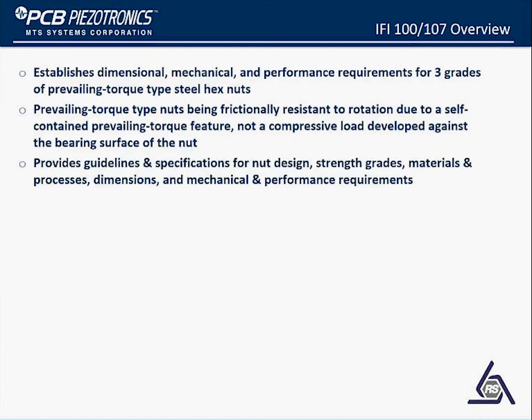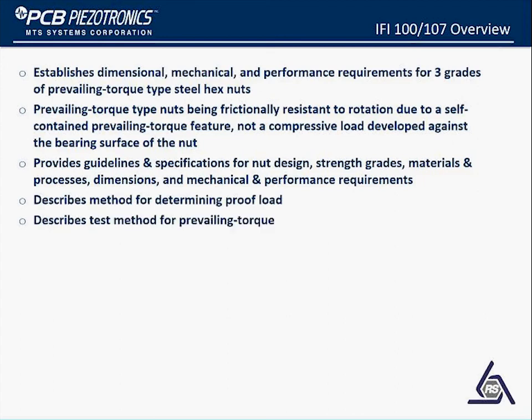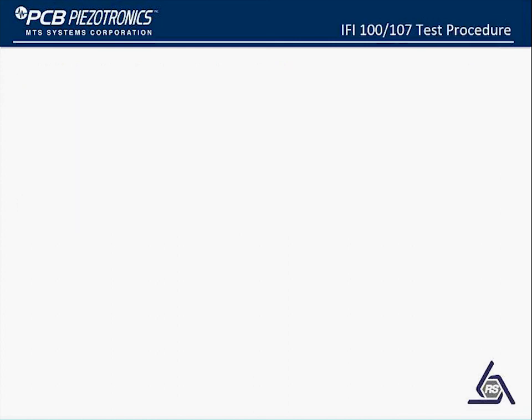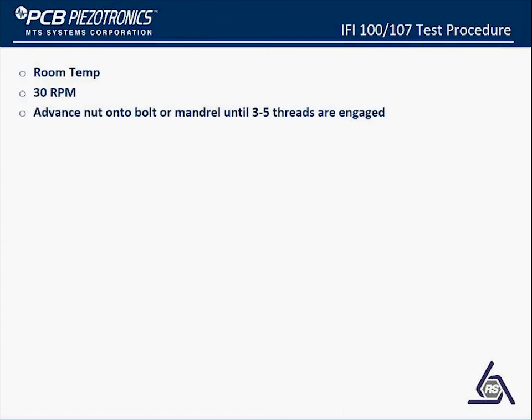It provides guidelines and specifications for nut design, strength, grades, materials, processes, dimensions, and mechanical and performance requirements. It describes a method for determining proof load and describes test method for prevailing torque. The test process for IFI 100/107 specifies room temperature, a speed of 30 RPM. It recommends or advises that you advance the nut onto the bolt or the test mandrel until 3 to 5 threads are engaged.